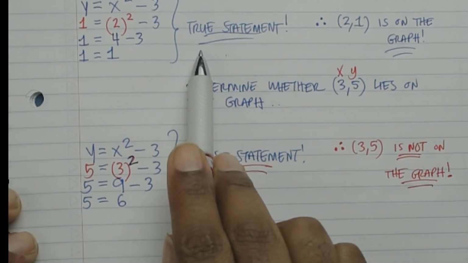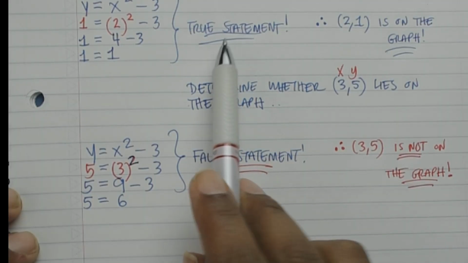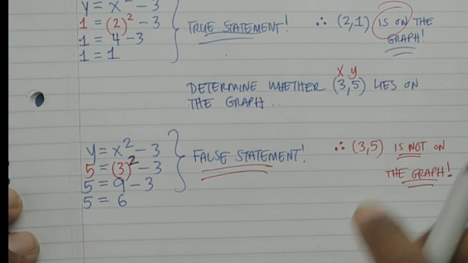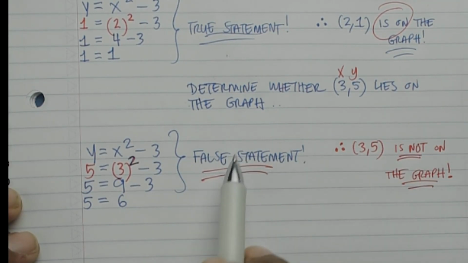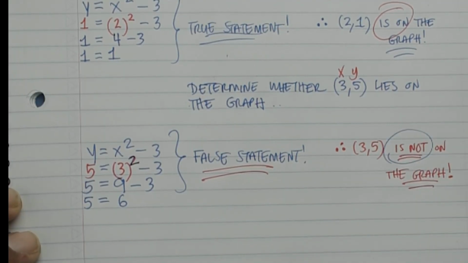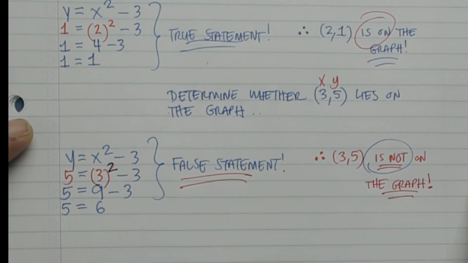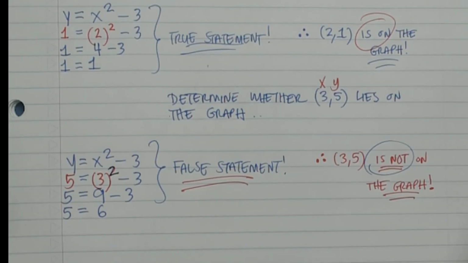So we have a true statement. A true statement means that the point is on the graph. Then we have a false statement. It means that the point is not on the graph. So the key idea is simple. A point belongs on the graph only if its coordinates make the equation true.